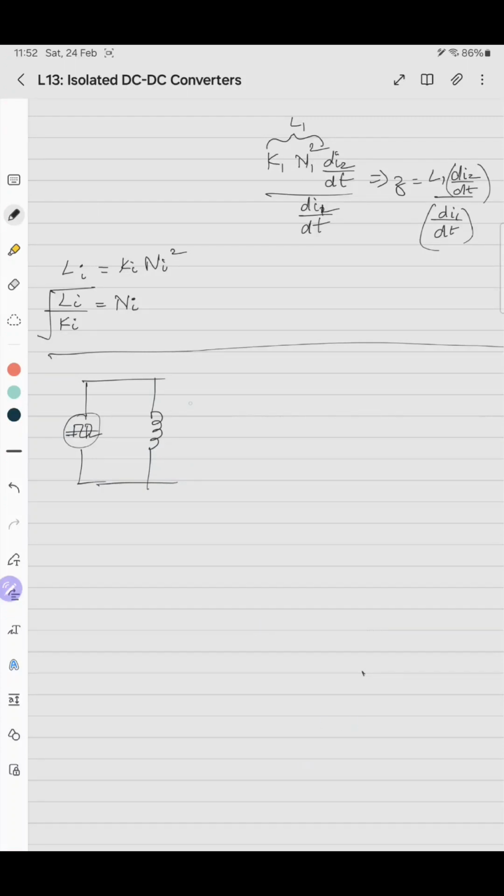And this has 0 average value. Why? Because the inductor core will saturate with the average value.